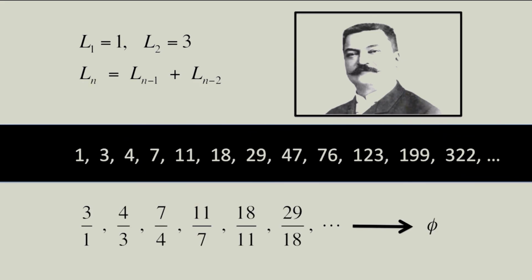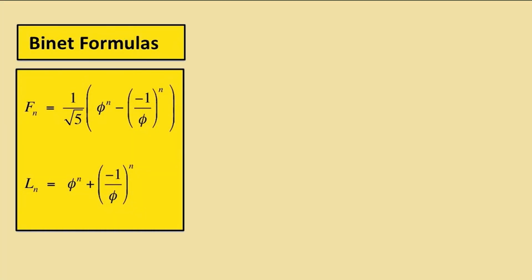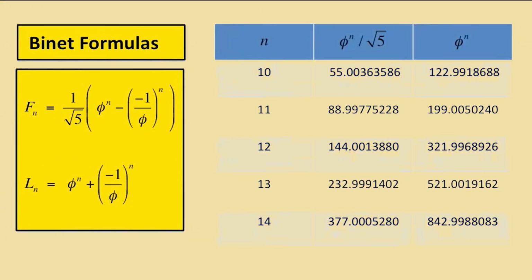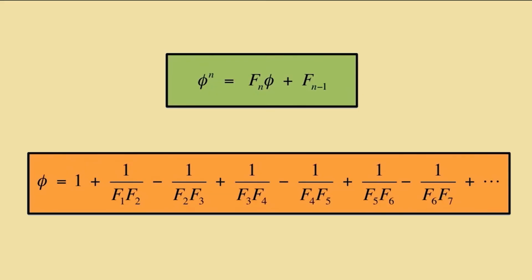The ratios of Lucas numbers also converge to the golden ratio, but in a slightly different and more subtle way. Both Fibonacci and Lucas numbers can be written using powers of the golden ratio. These are known as Binet-type formulas, and they show something remarkable. Powers of the golden ratio, with or without division by the square root of 5, lie astonishingly close to whole numbers.